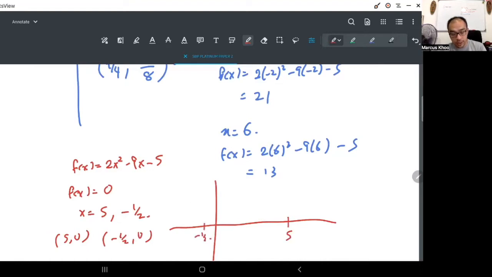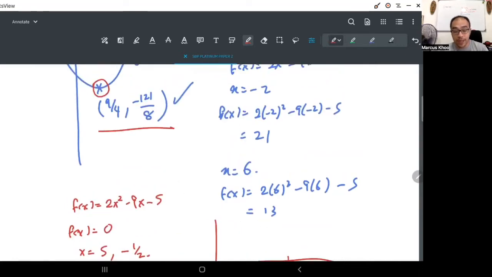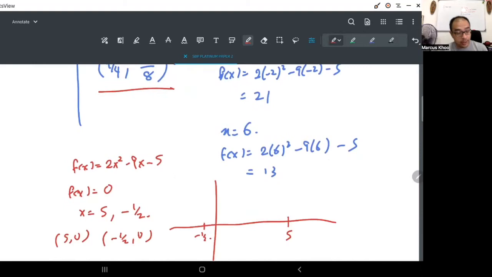Of course in the middle is 9 over 4, so let's say it's somewhere here. You can draw already like that, and then all you have to do is just mark out this point, 9 over 4 and -121 over 8.